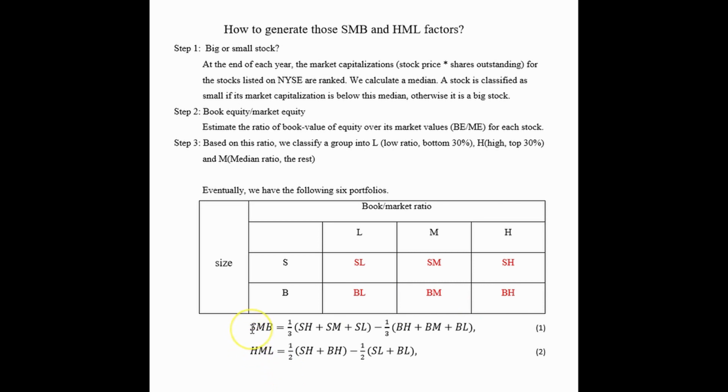The portfolio return for small minus big is simply the average of the portfolio returns of small high, small low, and small median, minus the average of the 3 big stock portfolio returns. High minus low is simply the average of the two high portfolio returns minus the average of the two low portfolio returns.